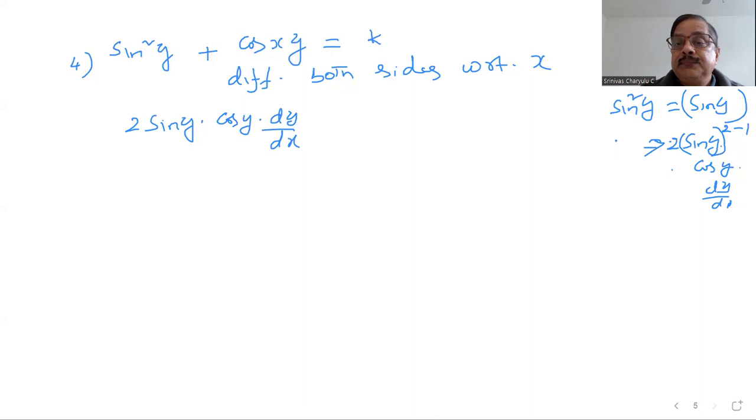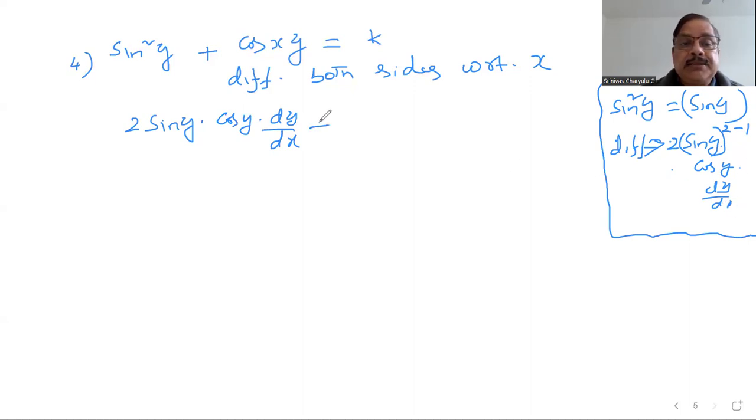Okay. Here I have explained. You can see this. sin square y, when you are getting its differentiation, is first for the power 2 into sin y whole to the power of 2 minus 1. Then sin y differentiation cos y, differentiation dy by dx. All are multiplying here.